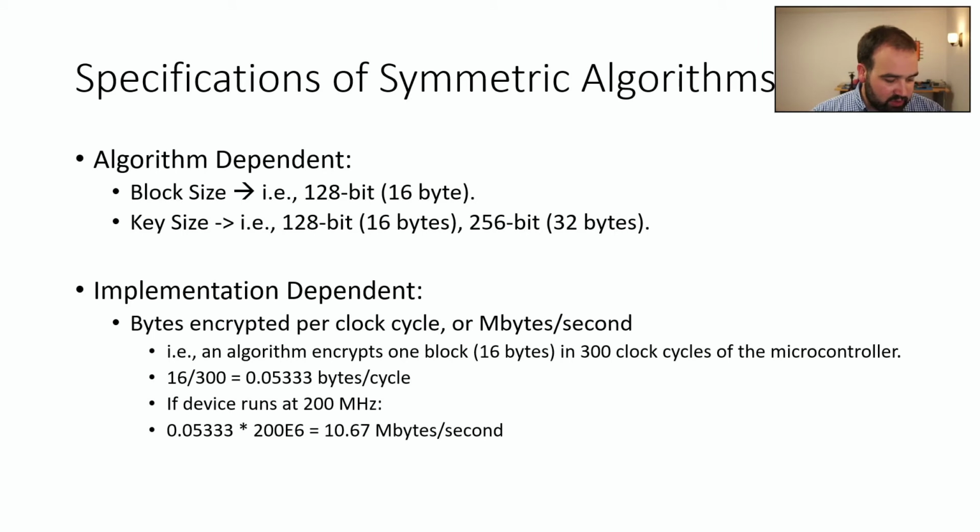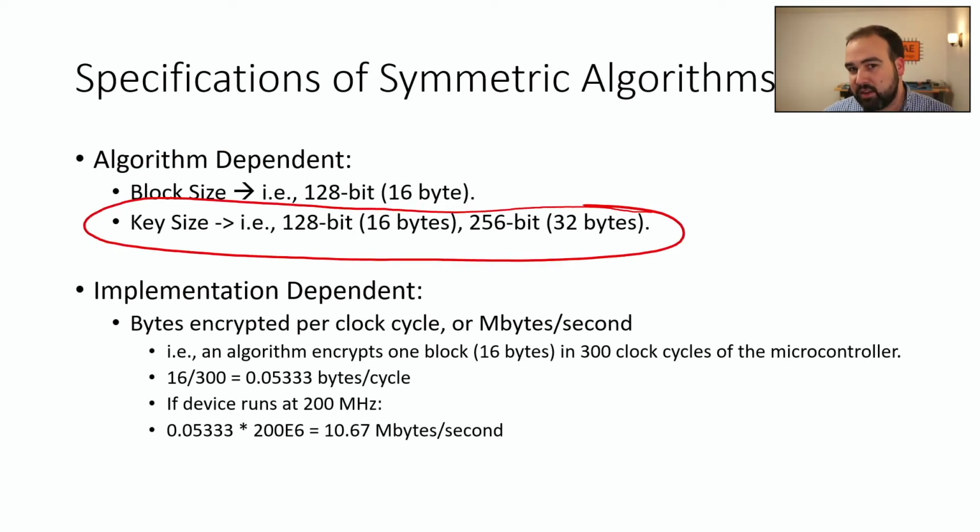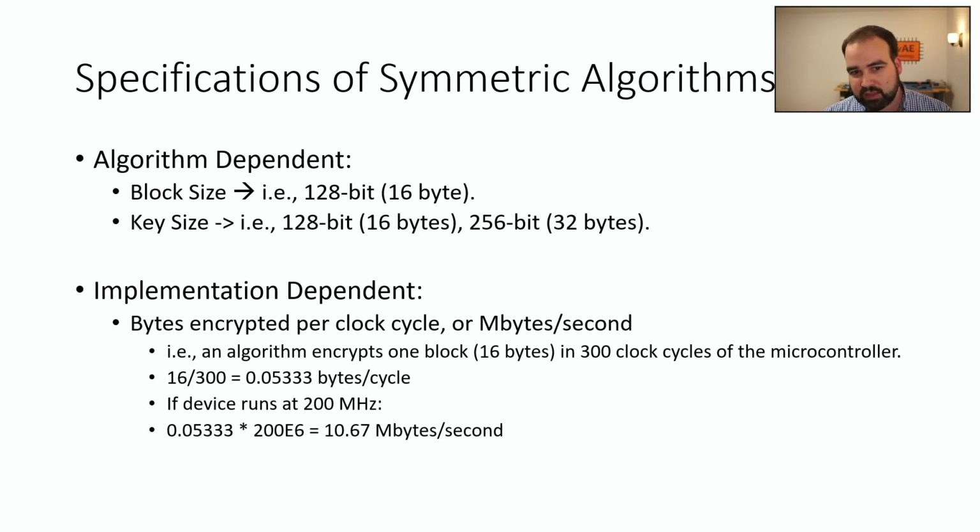So in general, any sort of symmetric algorithm will have a few specifications. We're going to look at one popular symmetric algorithm next. You'll have to decide, if it's a block cipher, what's the block size? So how many data bytes does it work with at a time? And you also need to decide on the key size. The key size is, again, dependent on the algorithm design. You might have a 16-byte key. You might have a 32-byte key or things like that.